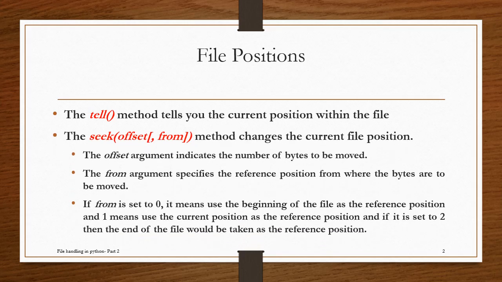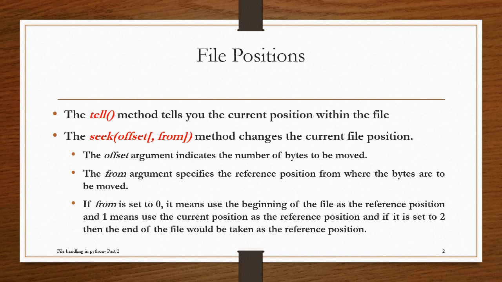The seek method with two parameters, offset and from, changes the current file position. The offset argument indicates the number of bytes to be moved. The from argument specifies a reference point from which bytes are to be moved. If from is set to 0, we are moving from the beginning of the file. 1 means use the current position as the reference position, and if from is set to 2, then the end of the file would be taken as the reference position to be moved.